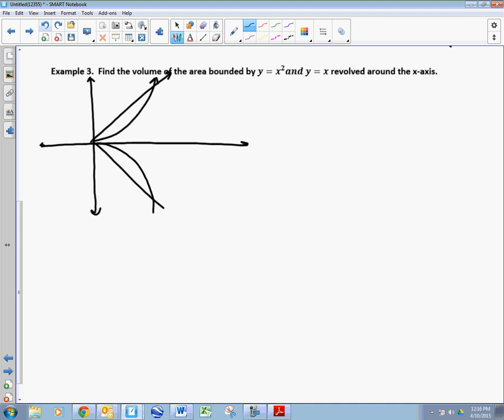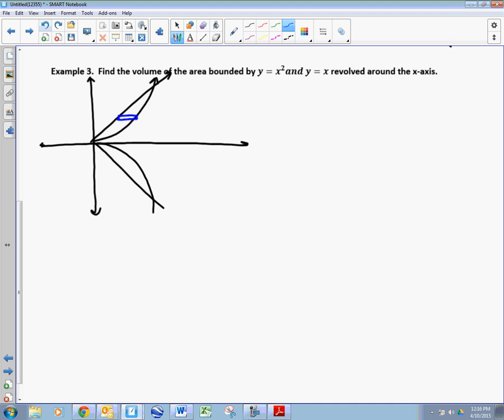Can you draw a vertical rectangle? Yes, so you could do a washer and integrate dx. However, can you also draw a horizontal rectangle? Yes, because the right is different from the left and the top is different from the bottom the whole time. So I could do dy and integrate with a shell. And that's what I'm going to choose to do.